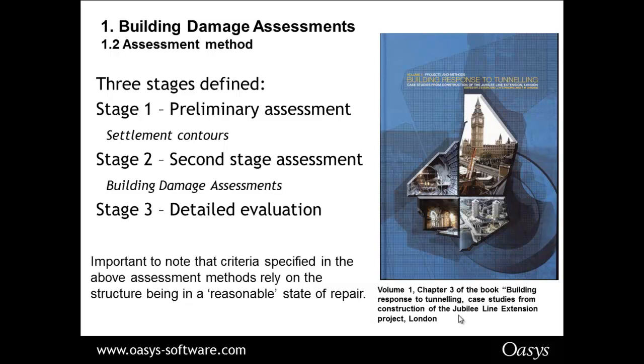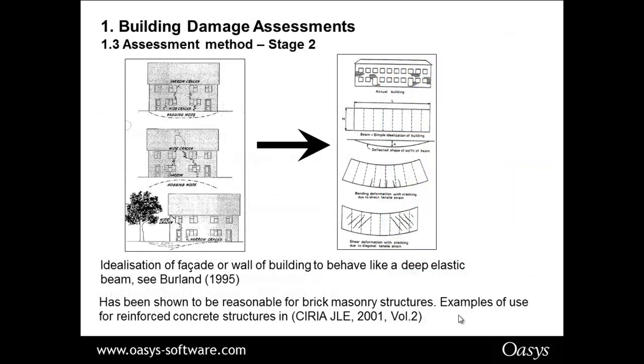And if you find that the category of damage is very high, maybe you're reaching 3, 4, or 5 in terms of Burland's categories, then you go into a detailed evaluation and maybe you carry out an FE analysis, look at a 3D FE analysis, look at maybe a GSA analysis of the building, various other things could be available. In terms of the assessment method, what we're mainly concerned with from that previous guide is the building damage assessment, which is stage 2, which idealizes the facade or wall of a building as a deep elastic beam. Now, this is shown to actually be reasonable for a brick masonry structure, and examples of use for reinforced concrete structures are also included in that guide that I mentioned previously.